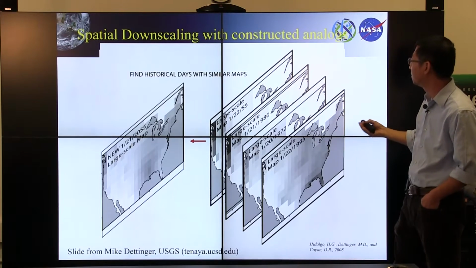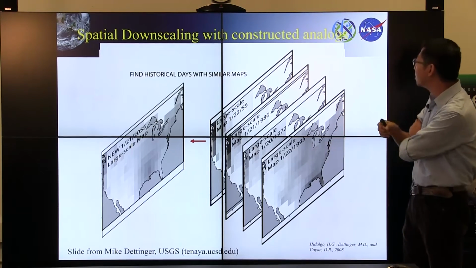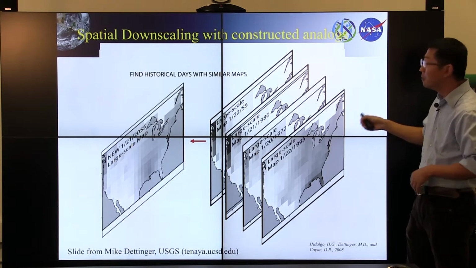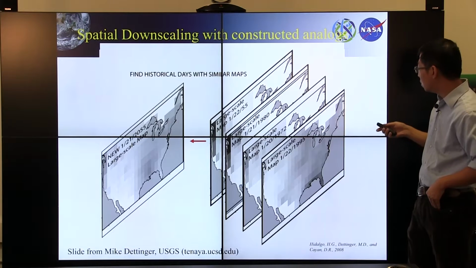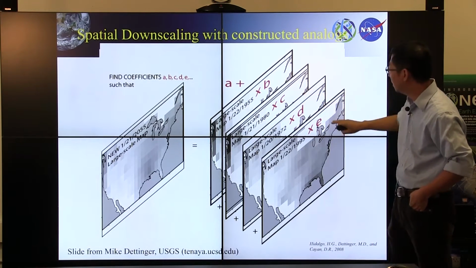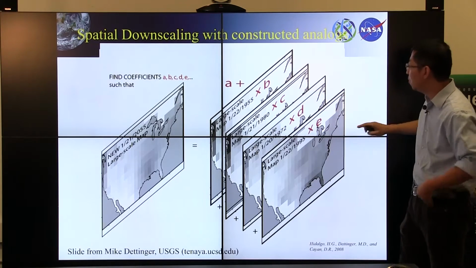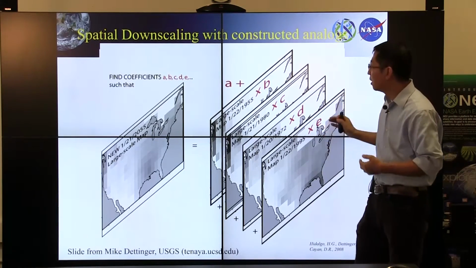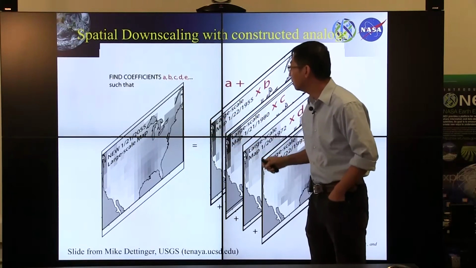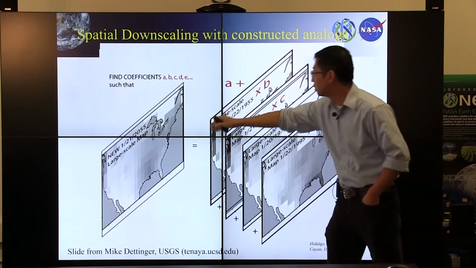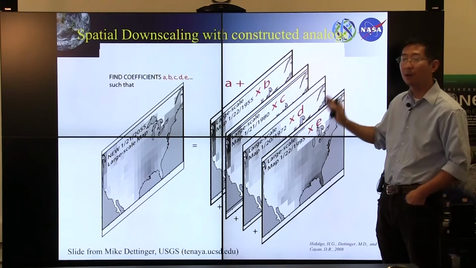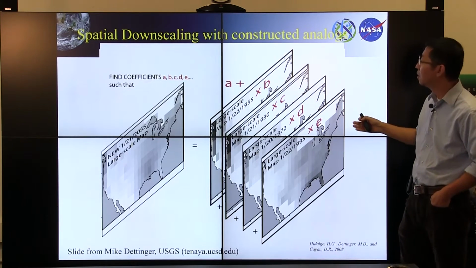Actually, we use the third in BCCA. Anyway, you're going to have multiple of those matches, and none of them are a perfect match. So you assign different weights to those different samples, so that when you add them together, you get better results, to emulate the future scenario. So that's basically what the constructed analogs method does.